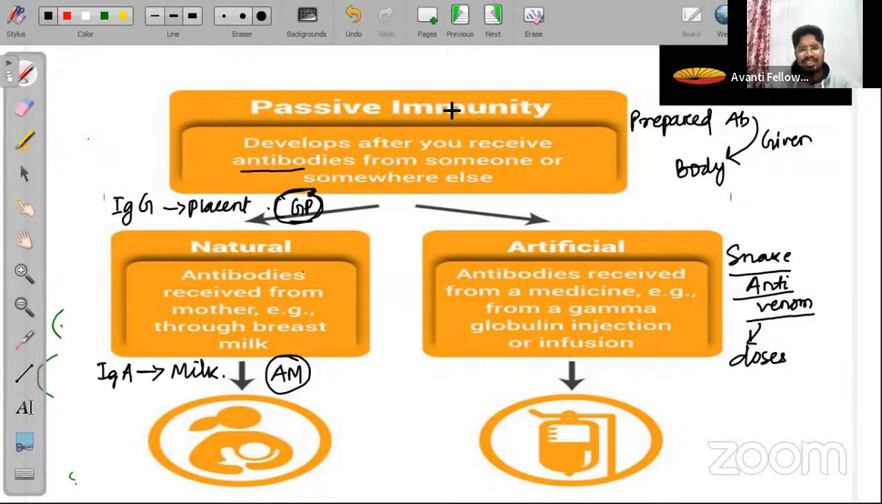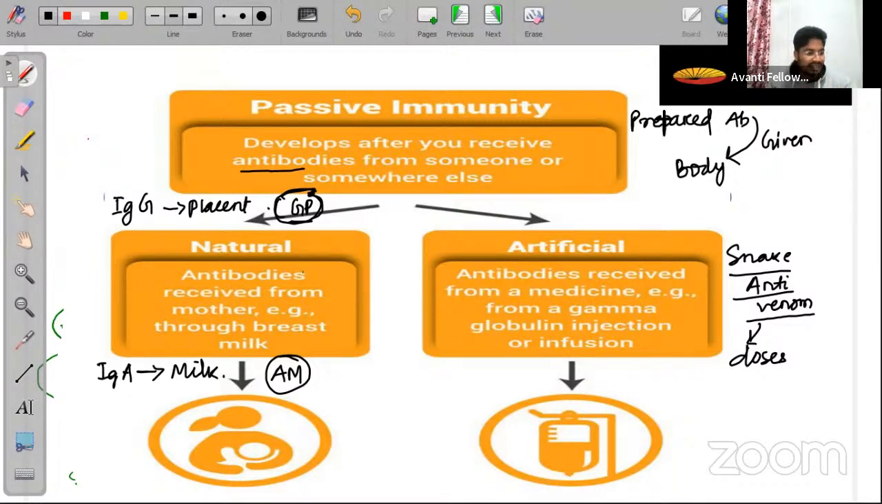What is the difference between active artificial immunity and passive artificial immunity? Active artificial, passive artificial, a very, very fine difference. What happens in active artificial immunity? In active artificial immunity, we are providing the pathogen from outside and our body is developing the antibody against that.